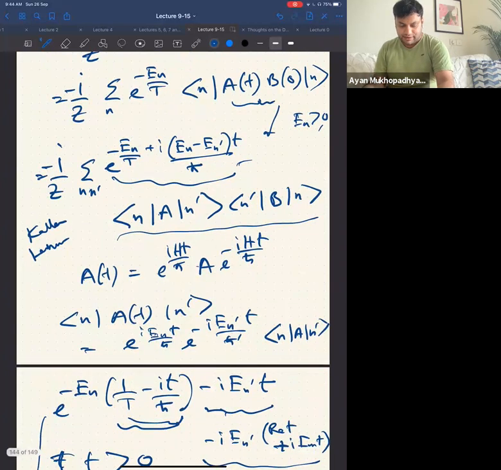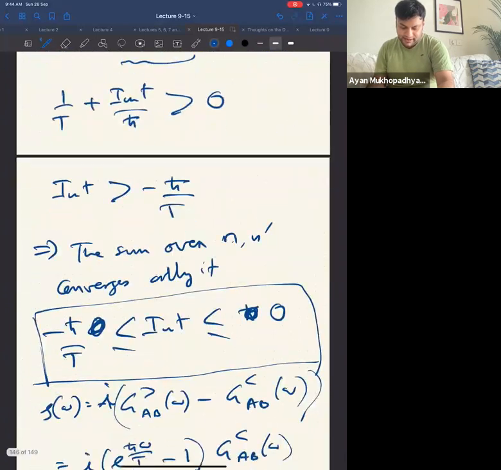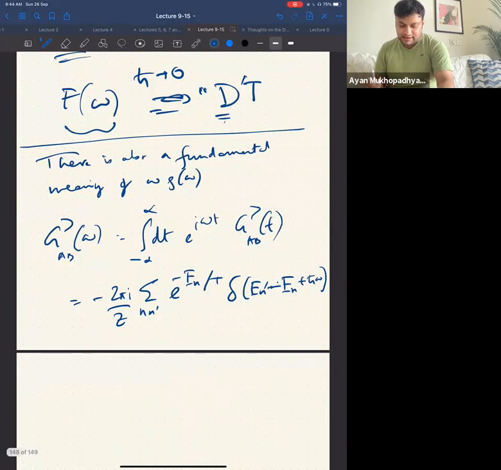And then we have here e to the power i omega t, and therefore I think this is a mistake. Maybe this should be En minus En prime. Probably En minus En prime. Okay, you can check it. This is then N B.